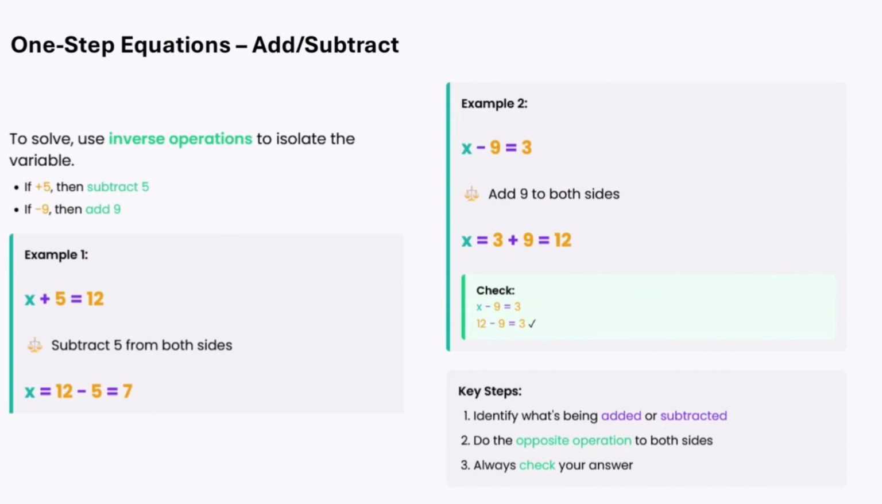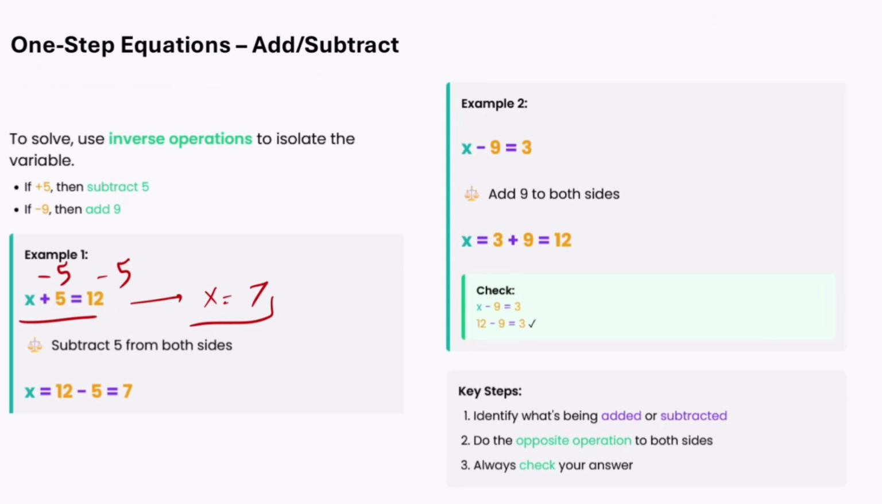So let's see an example over here. I do have x plus 5 is equals to 12, right? Just like the last one. I have to get rid of the 5 itself. 5 is extra, inverse operation. So I'm going to subtract it with 5, subtract it with 5. X is equals to 7.